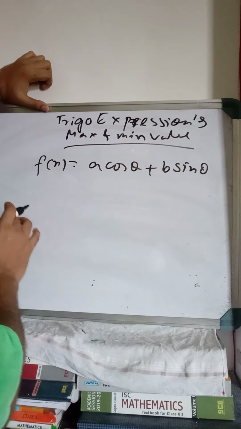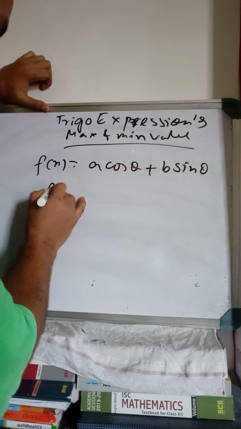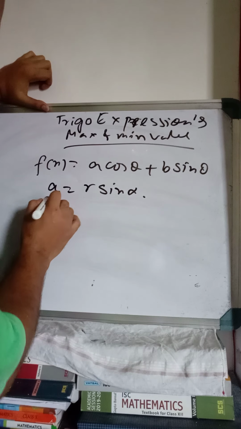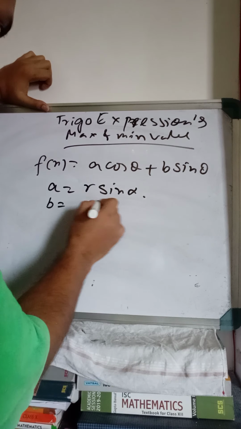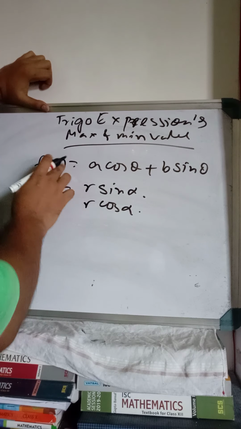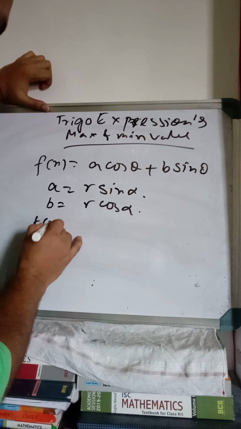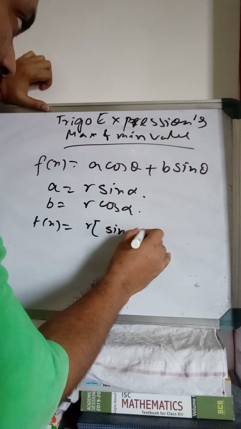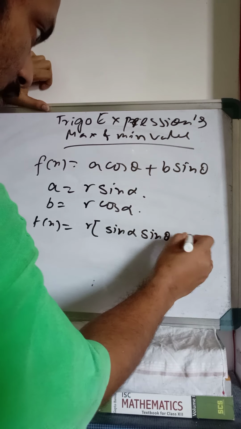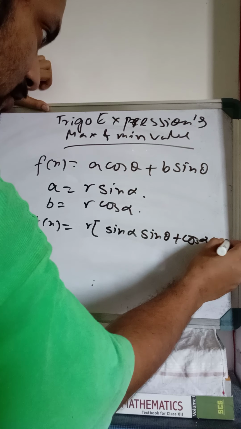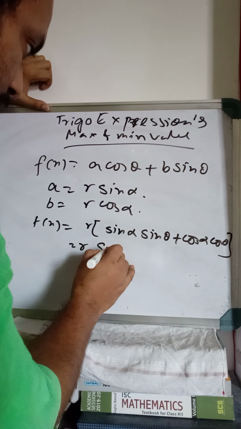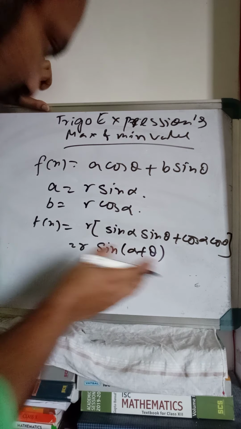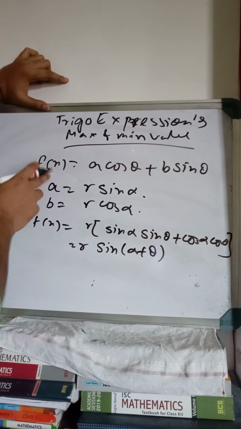Okay, first from here you will assume this a as r sin alpha and this b as r cos alpha. So this whole equation, this f(x), will transform as, if you take r common, sin alpha cos theta plus cos alpha sin theta. Therefore this is actually r sin of alpha plus theta. Okay, now this is the transform of this f(x) into this form.